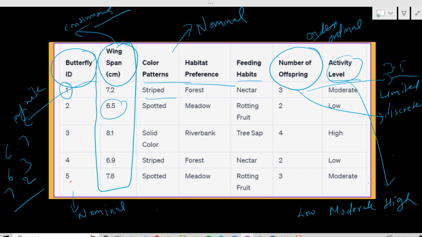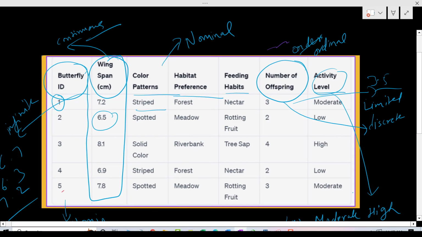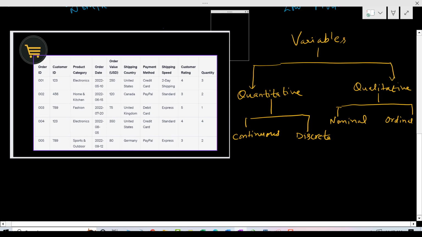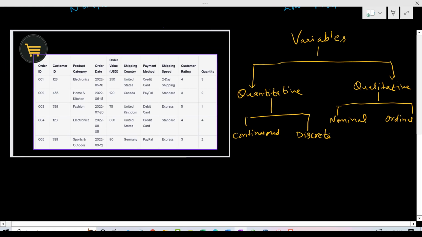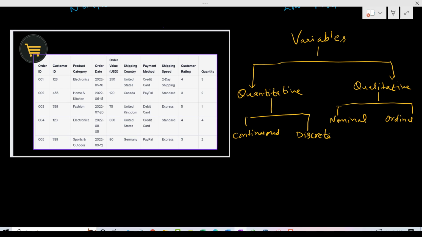So these are definitely nominal variable data types. I hope we understand the different kinds of variables: numeric and qualitative, and within numeric, continuous and discrete, and within qualitative, we have nominal and ordinal. Let's have a look at another data set and validate our understanding. This time we have a data set related to online ordering, and each order is a record with different variables associated with it: order ID, customer ID, product category, order date, order value, shipping country, payment method, shipping speed, customer rating, quantity.